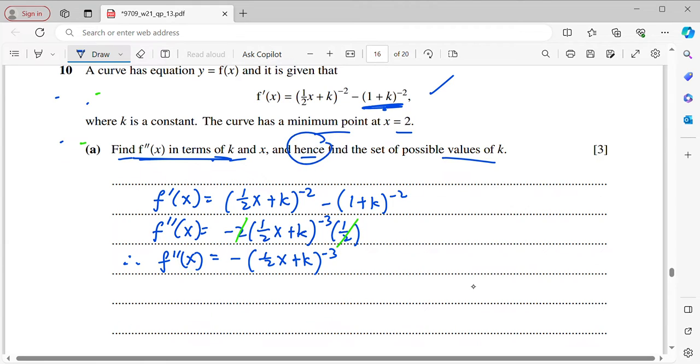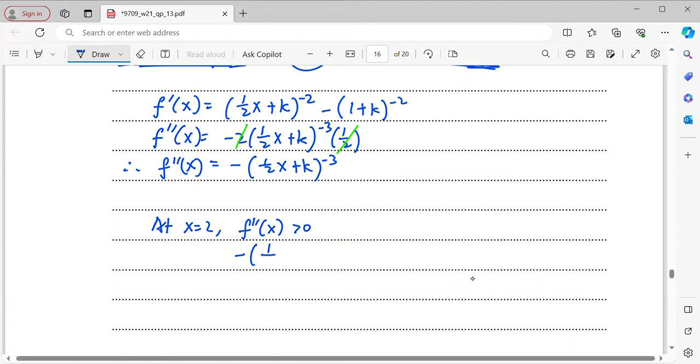And then now, hence find the k values. Okay, so we know that minimum points at x equals to 2. So which means at x equals to 2, the f double prime x is greater than 0. That's why it's minimum. So I will just write negative of half x plus k to the power of negative 3 is greater than 0. So then the x will be replaced by 2. I will replace here directly. Then I will be getting negative 1 plus k to the power of negative 3 is greater than 0.